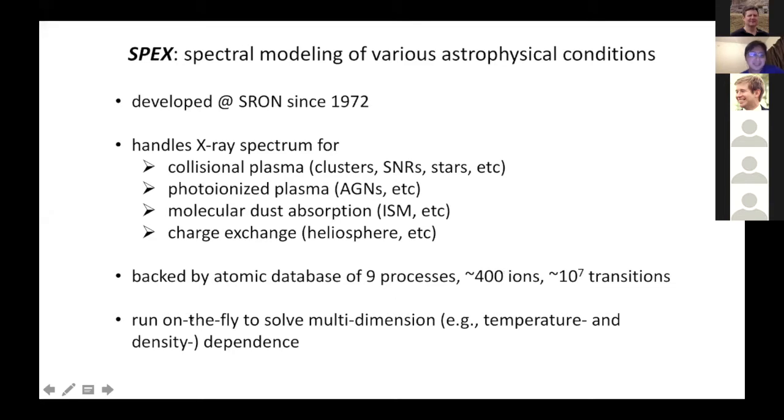But it is slightly different from AtomDB in that Spex is basically running on the fly, which means the model spectrum is calculated in real time directly from the basic atomic data, which is actually the ideal way to model, for instance, a nebular plasma model with a finite density, in which we need to solve the dependence both on plasma temperature and density.